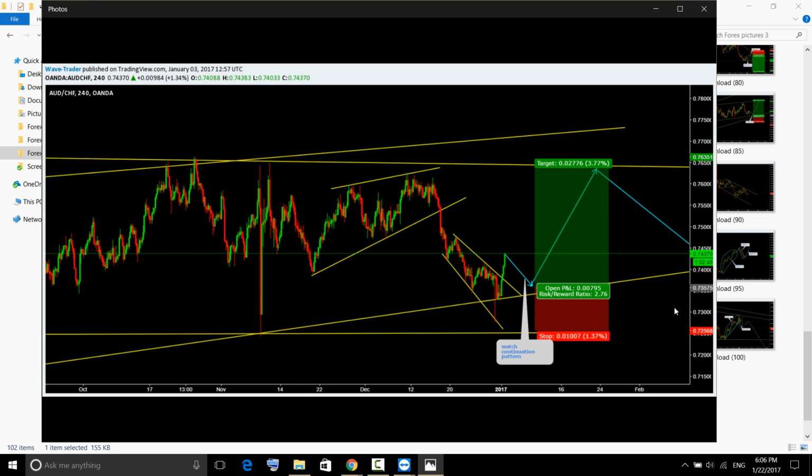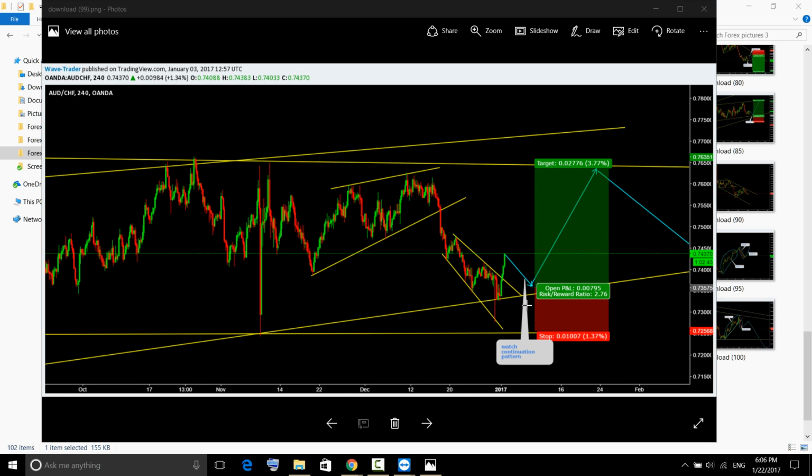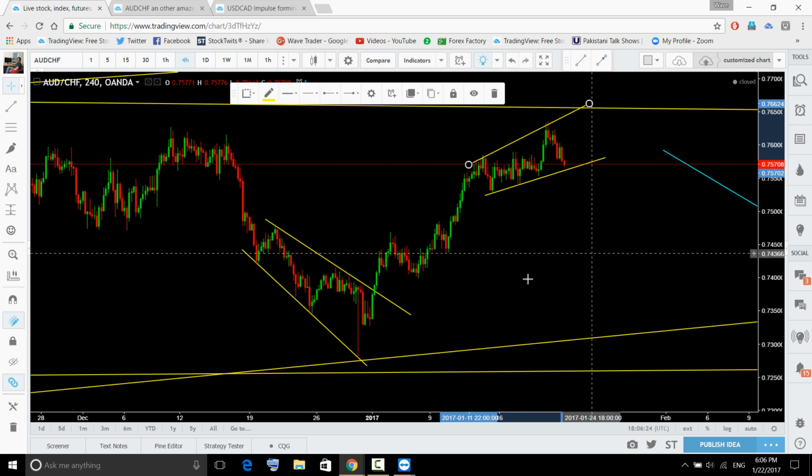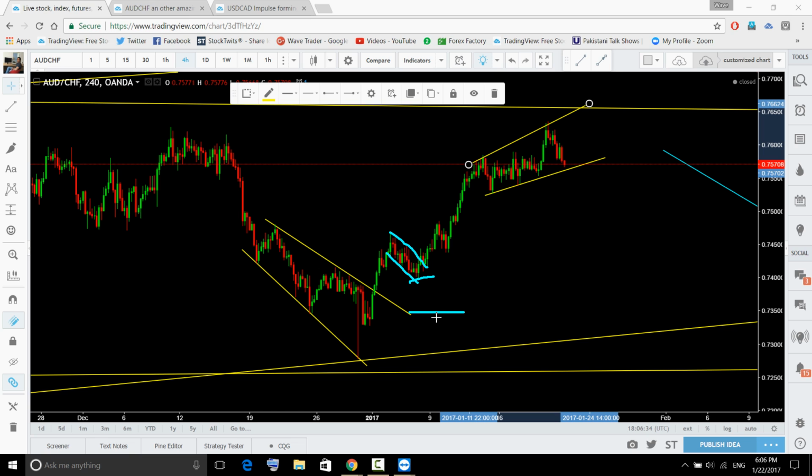Yeah, this picture was before the continuation pattern formation. We got the continuation pattern up to this place, but it wasn't hit the bit lower place. So again, if price comes up to the top, this is your sell place.